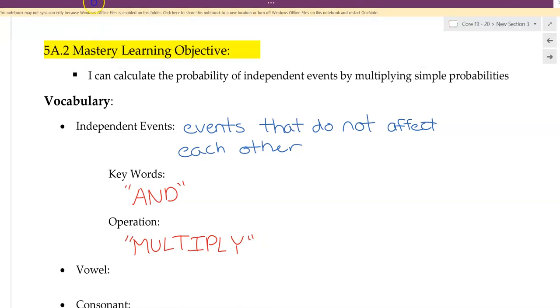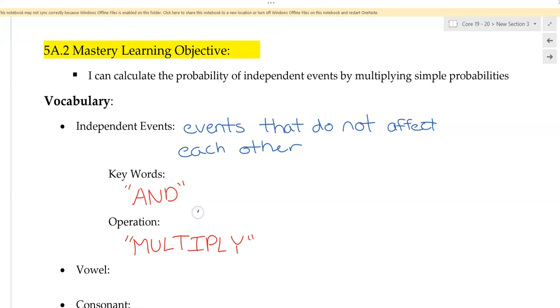Some other things you need to look for, though, some other keywords are "with replacement" and "put back." In this section, everything we do is going to be independent. In our next section, we also add in dependent. So we're going to need these words more in 5A.3, because we're not going to be deciding between anything right now.